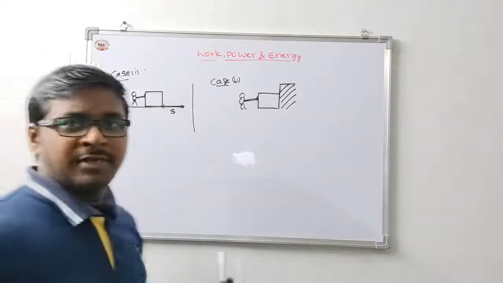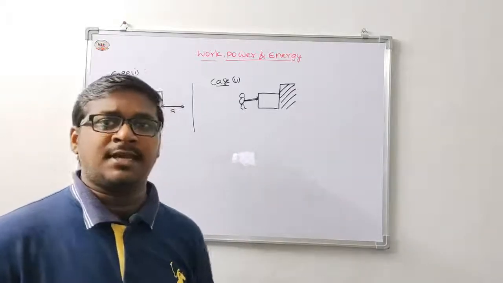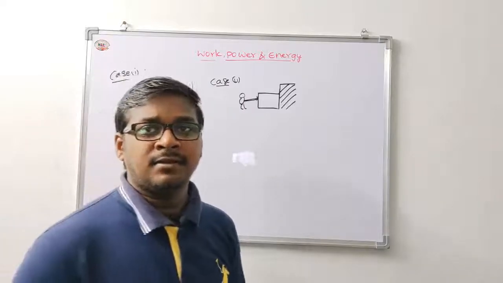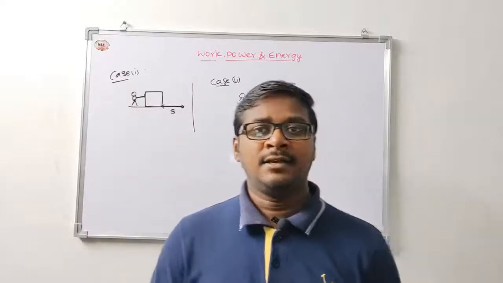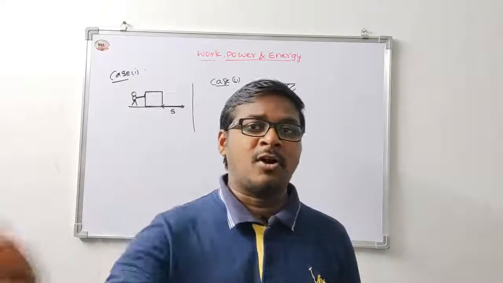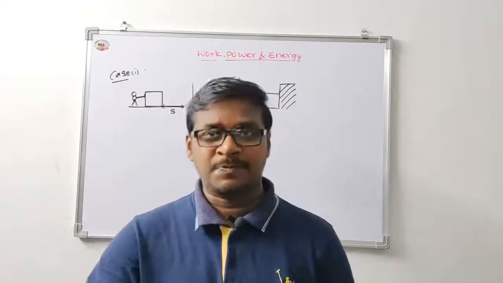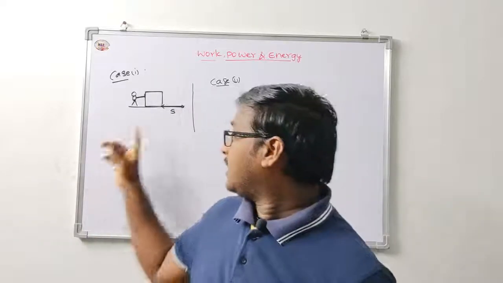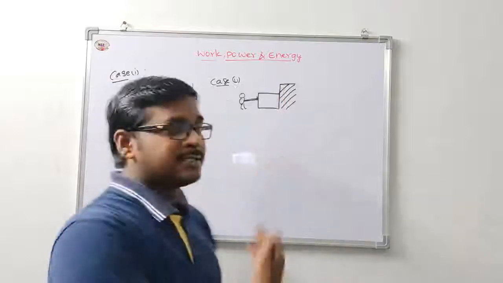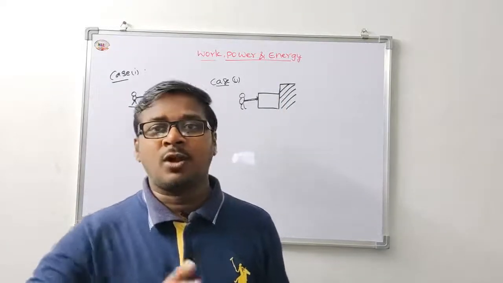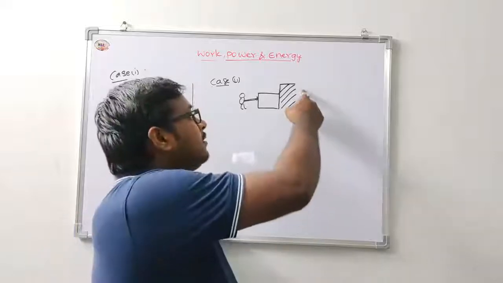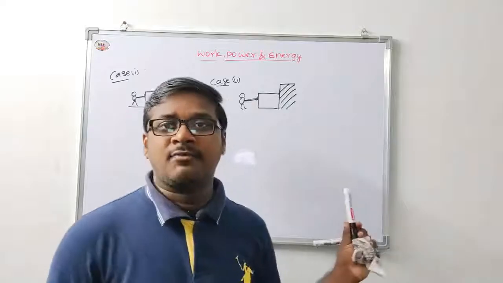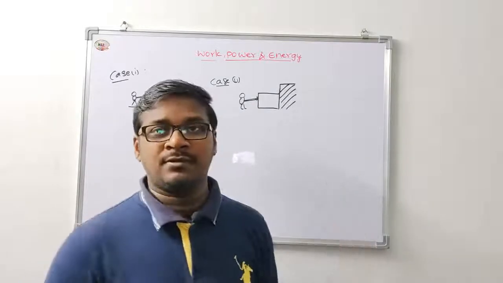Of the two cases, in which case is work done? In the first case, work is done. Work is defined as follows: when a force acts on a body, and the body is displaced from one position to another position, that is called work done. In the first case, work is applicable. In the second case, the block is not moving because it is against the wall.